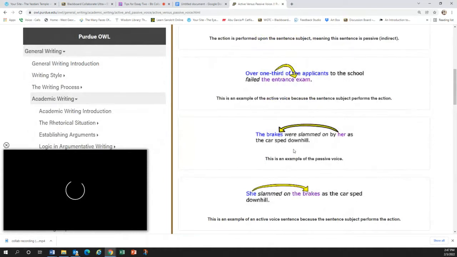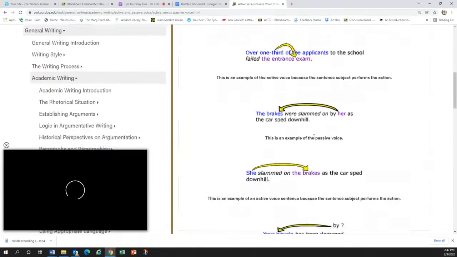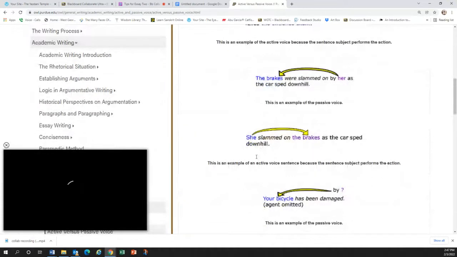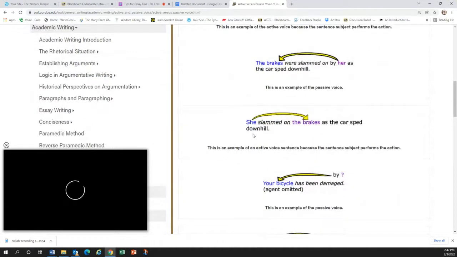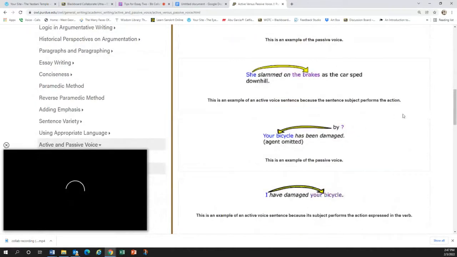Now you can just hear how awkward that one is, right? The brakes were slammed on by her. That doesn't have any ring. So how do we want to say it? We want to say it with active voice. We say, she slammed on the brakes as the car sped downhill. Much better. The next one is, your bicycle has been damaged by agent omitted.